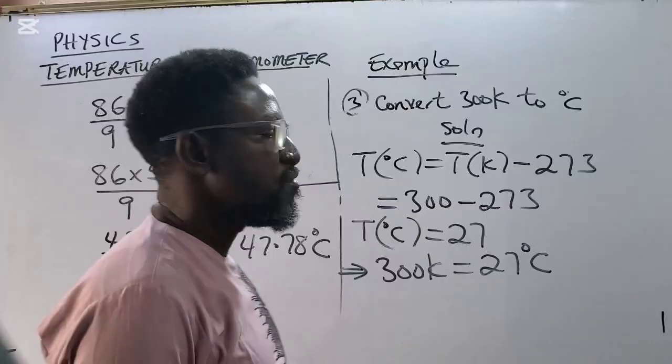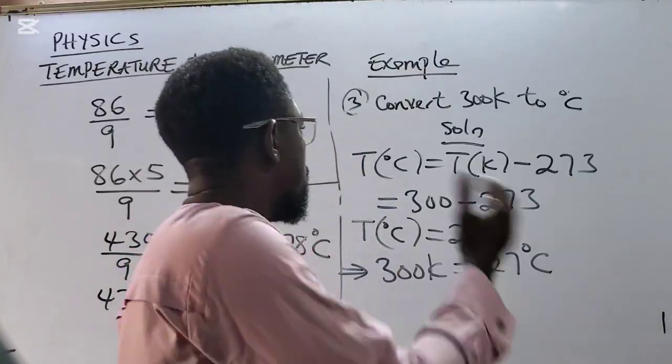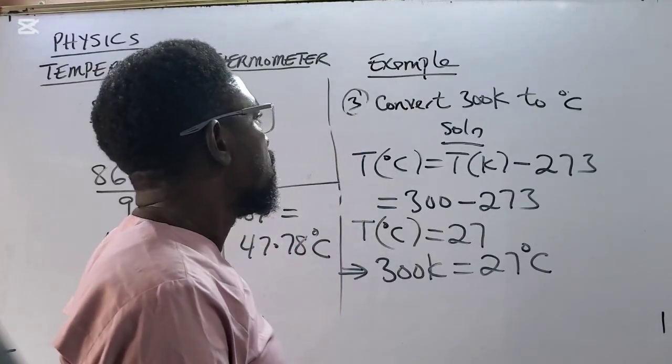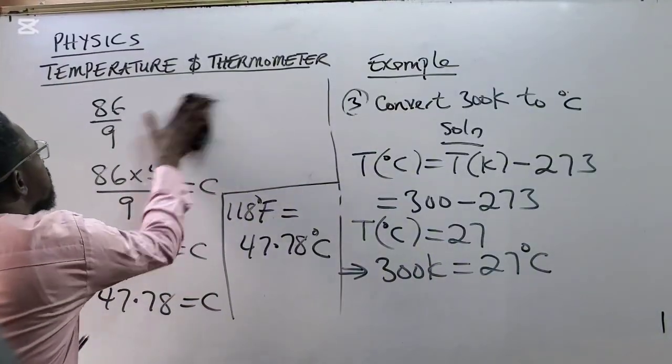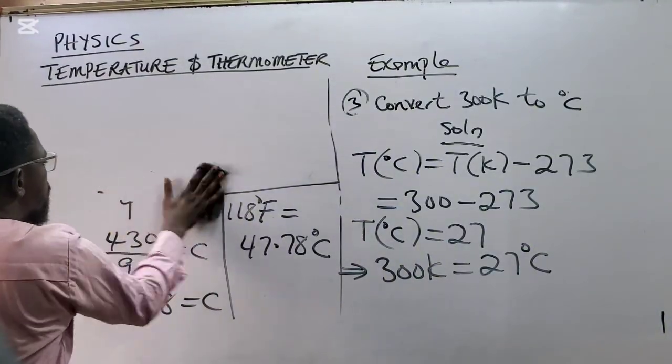The same way, if you want to convert from degree C to Kelvin, you are going to add 273. See example 4.